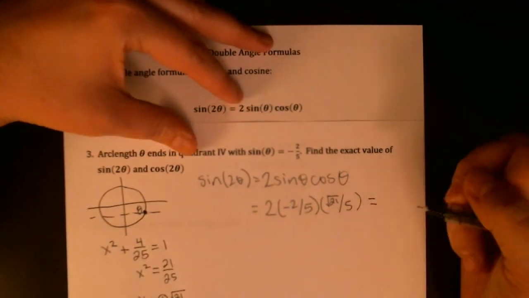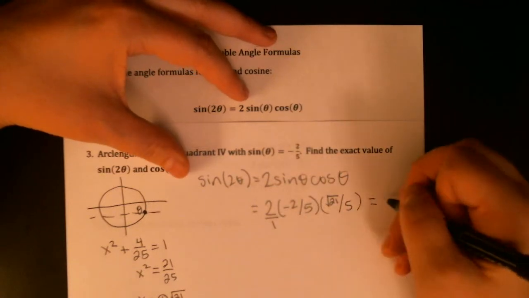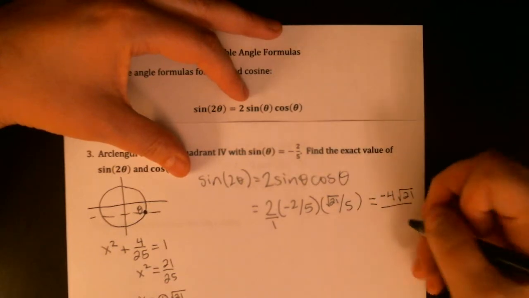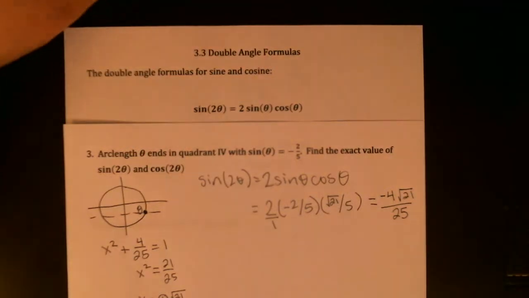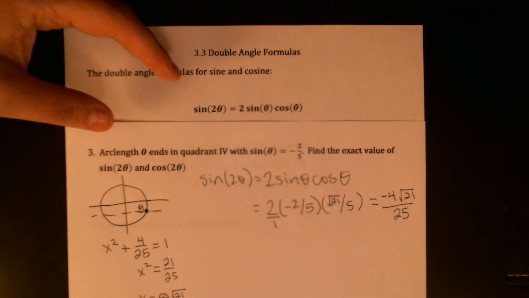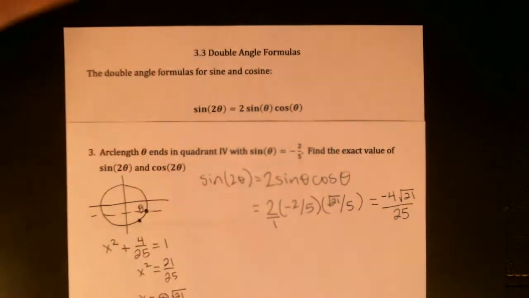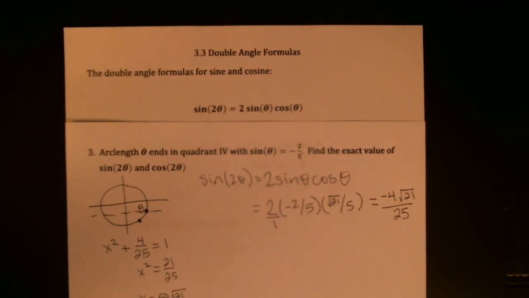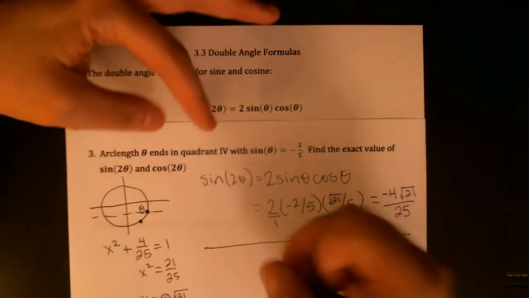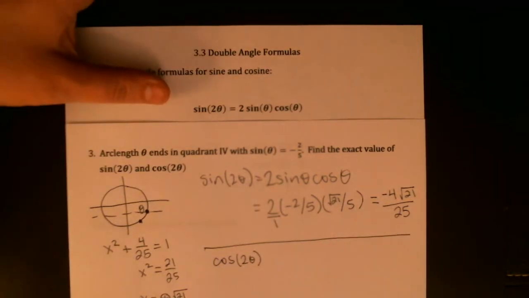And if we multiply through, you can put that 2/1, we get 2 times -2 times √21, which is -4√21 on the top. And on the bottom, we get 5 times 5, which is 25. So if we go 2 times theta, we should land somewhere in here, and our y-coordinate will be -4√21/25. To find cosine of 2 theta, we now know our x and our y values.